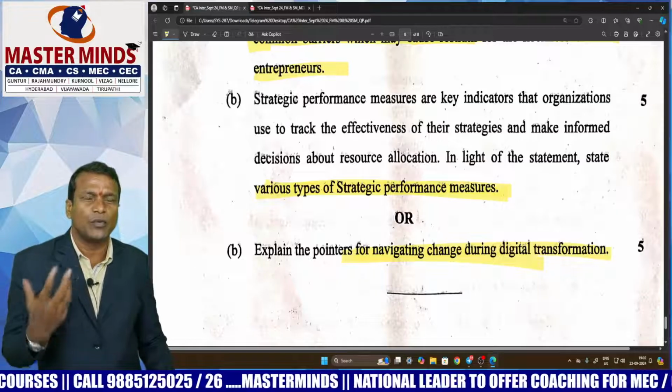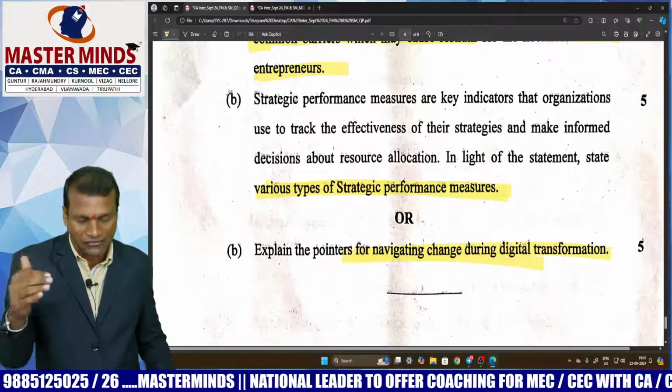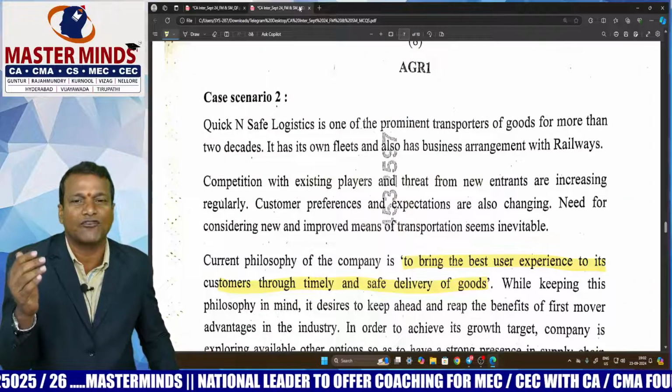So overall, what is the opinion regarding descriptive paper? Means it's a fair enough paper. It's a very easy paper. Even an average student can answer this descriptive part for 35 marks.